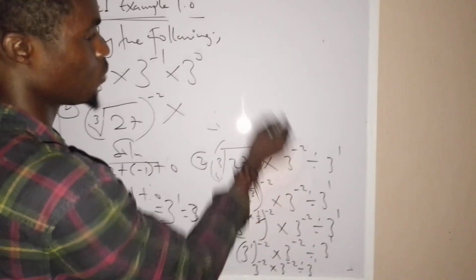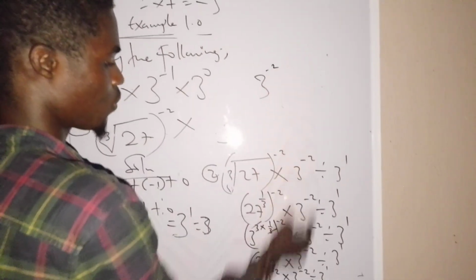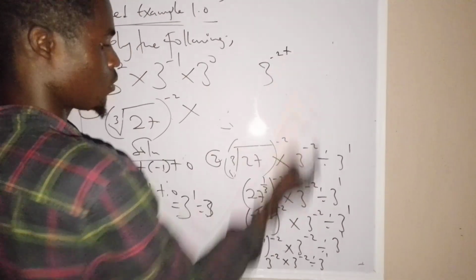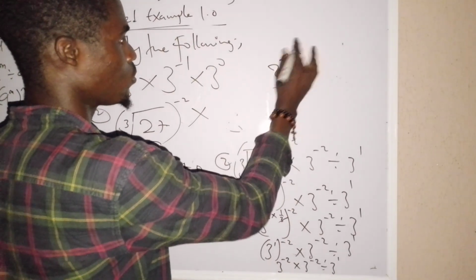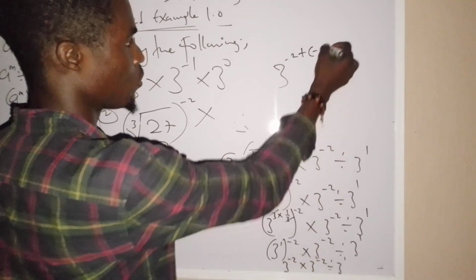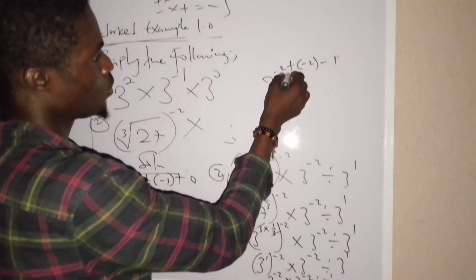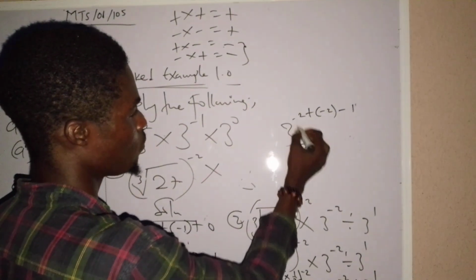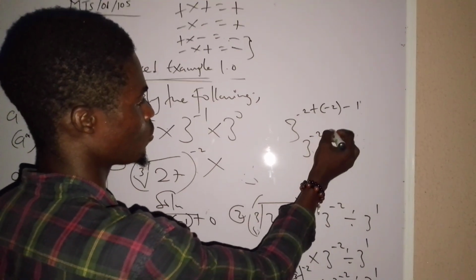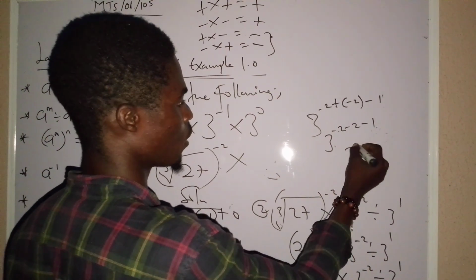So pick one of this base. You have 3. So minus 2 times, you change to plus. What are we having here? Minus 2. Division changes to minus. Then what do you have here? 1. So this one becomes minus 2 plus and minus is minus, 2 minus 1. This is 1 minus 2 minus 6 minus 4 minus 4 minus 1 minus 5.